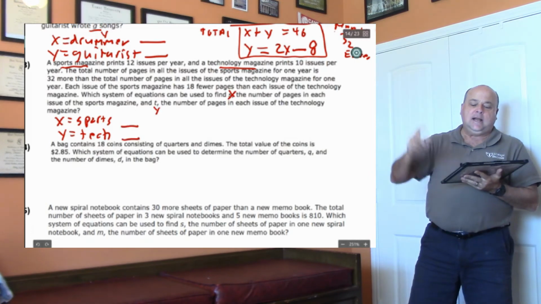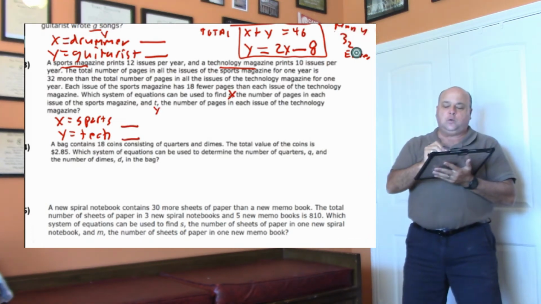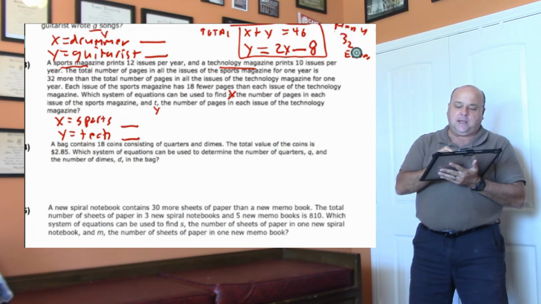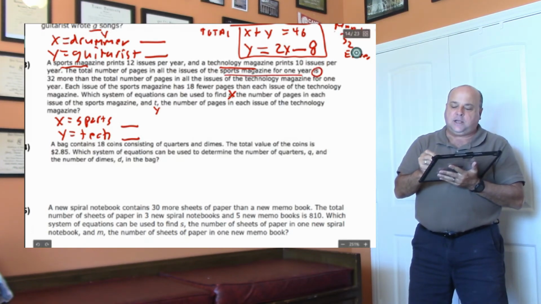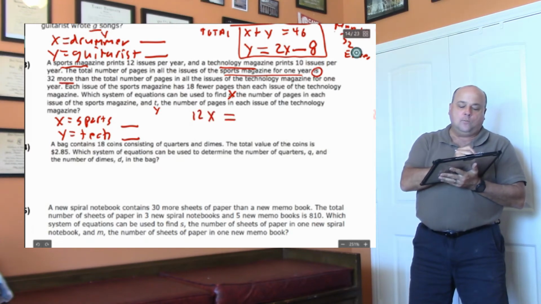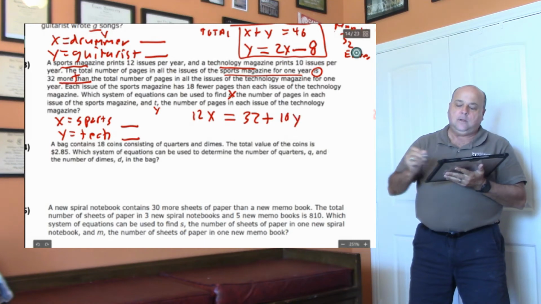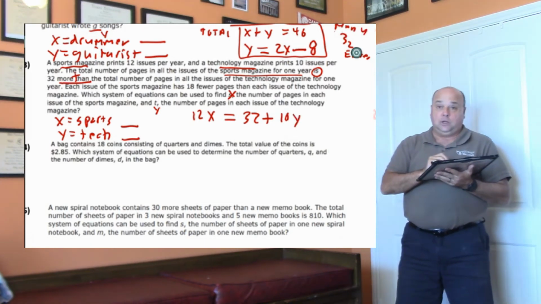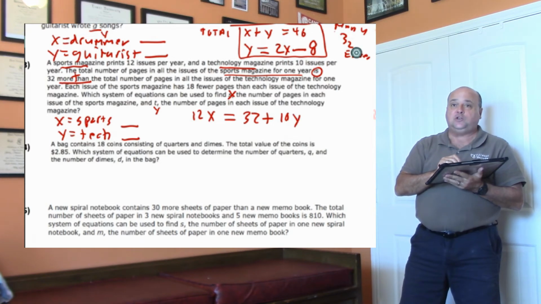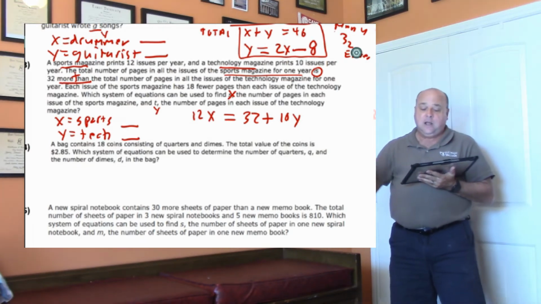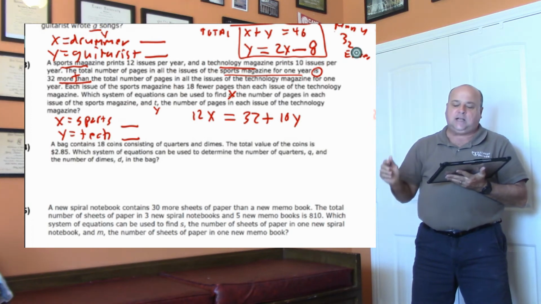Put blanks. Now then, the total number of issues is 12 and 10, right? So the total number of pages in the sports magazine for 1 year is 12x. It is 32 more than, which is plus, 32 plus the total number for the tech magazine, which will be 10y. So 12x equals 32 plus 10y. The 12x is for 1 year and the 10y is for 1 year.